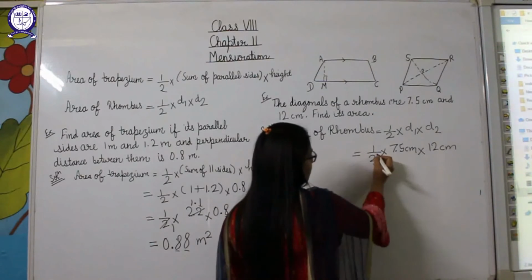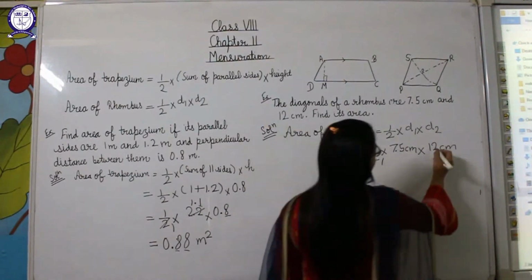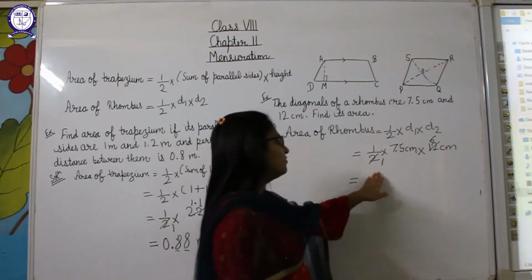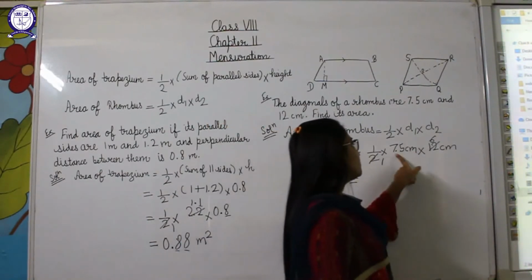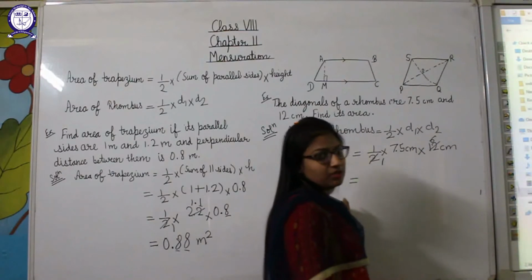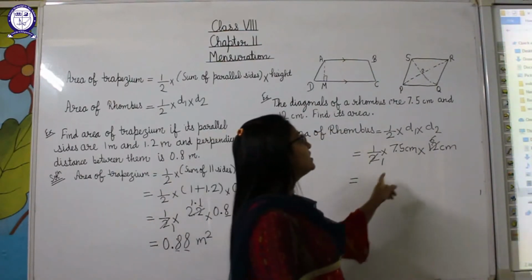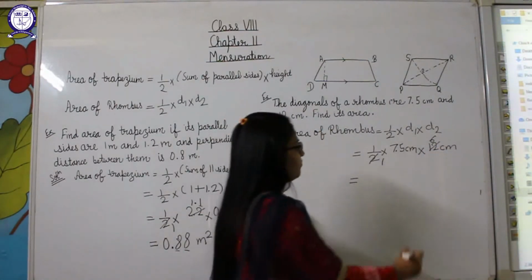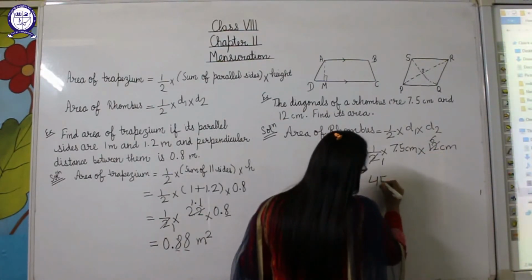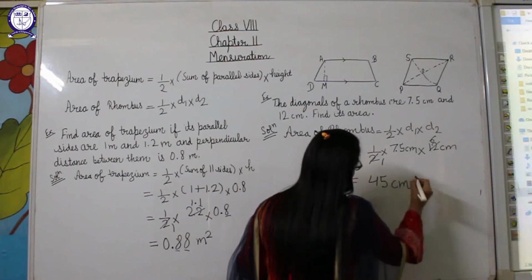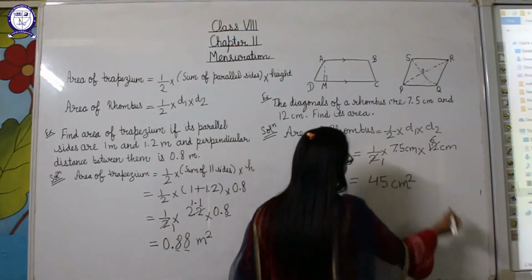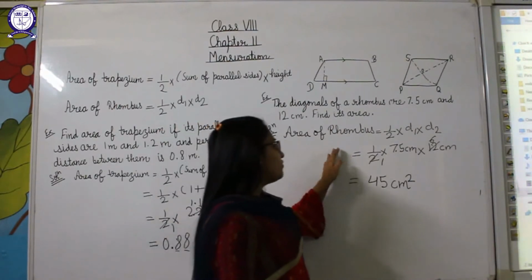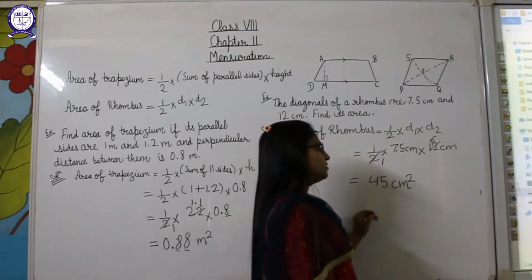Now we will cut down: 2 1s are 2 here, and 2 6s will be 12. Now in the denominator we are getting 1, and in the numerator 7.5 multiply 6 is there. So students, what will you get after multiplying 7.5 and 6? You will get 45, and as the measurements are in centimeter, so centimeter, and as we are finding the area, we will write the square. So the area of the rhombus is 45 centimeter square.